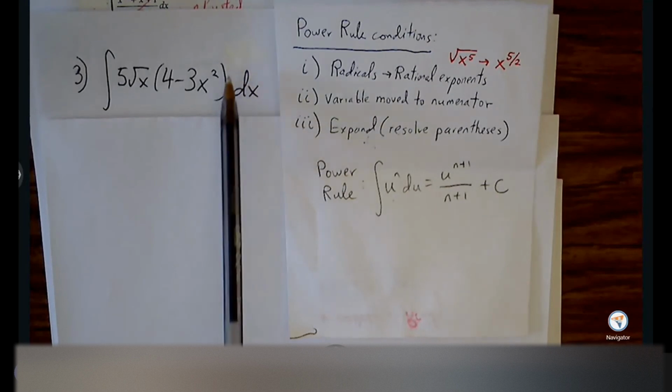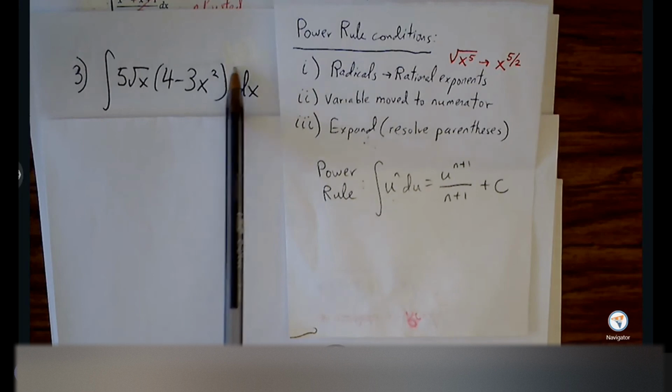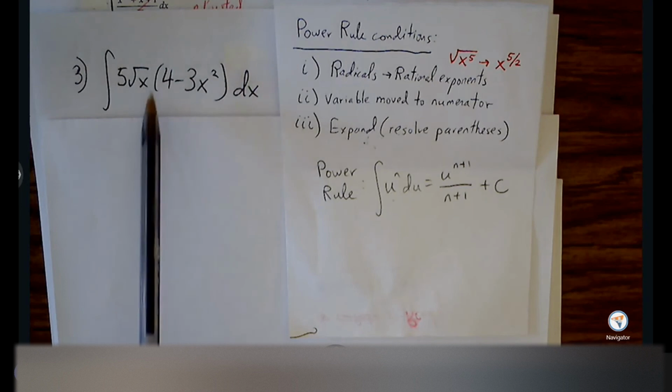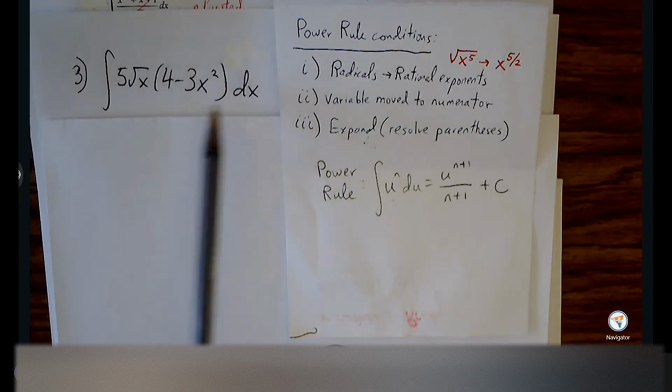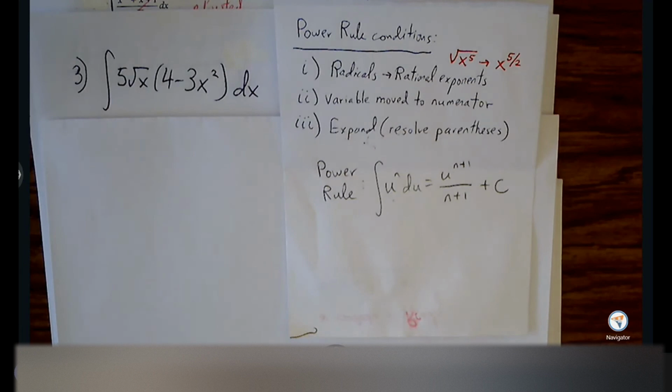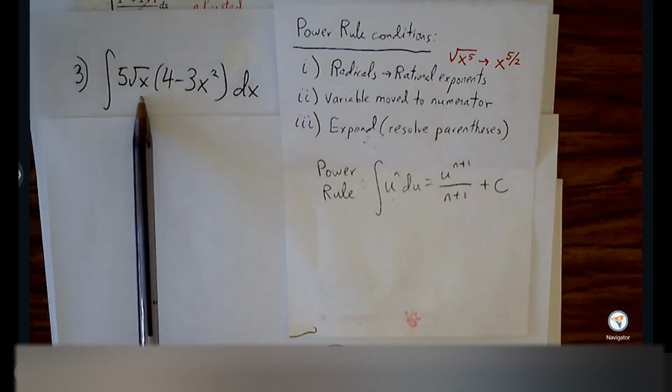We can FOIL it out, but if it's an exponent of 3 or higher, or if it's like 1/2 or 2/3, then we know we're stuck. But this is nice and clean, right? There's nothing that's preventing us from being able to distribute through. So just because you see parentheses doesn't mean that it's a u substitution problem. And second, just because you see square root doesn't mean it's a u substitution problem.